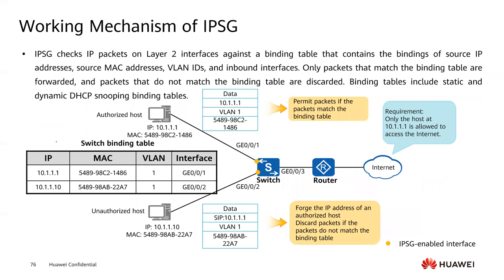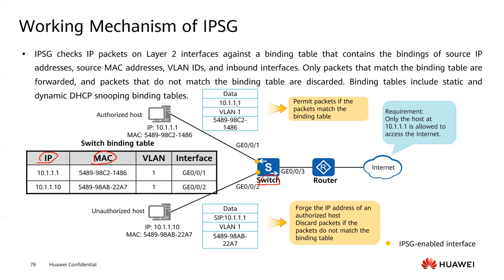You will find that the IPSG has a table, and this table is similar to the DHCP snooping binding table. IP, MAC, VLAN, interface, they are the same. So what does the IPSG's function do? It will check all the parameters. For example, for these switches, it received a packet.